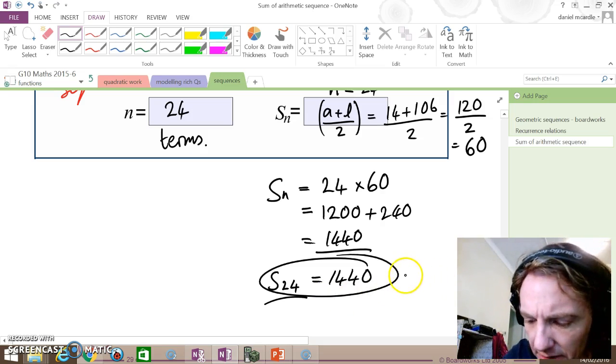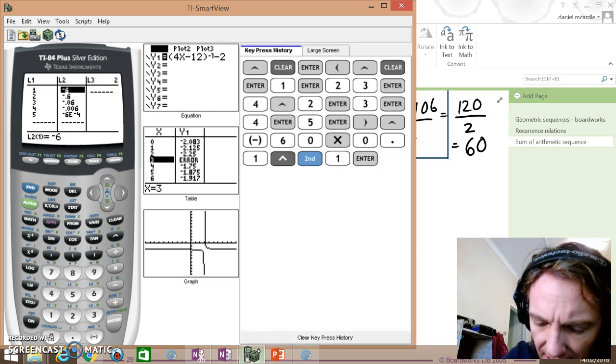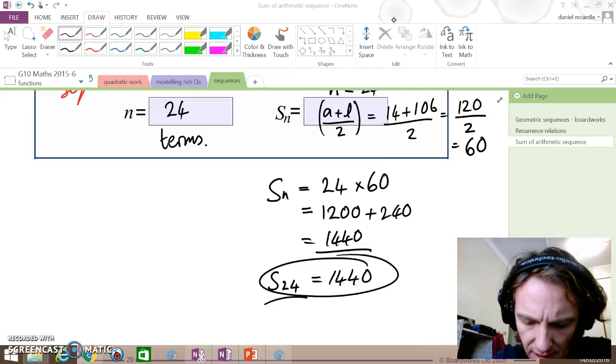We could check that by using our calculator. We could enter the terms as a sequence and add them up, but we're better off just trusting our use of the formula.